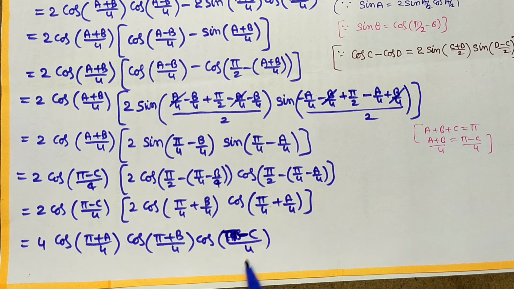Cos of (pi minus c) by 4, which is the required RHS. They are asking to prove this result. This is the required RHS. Hence proved. We'll move to the next question.